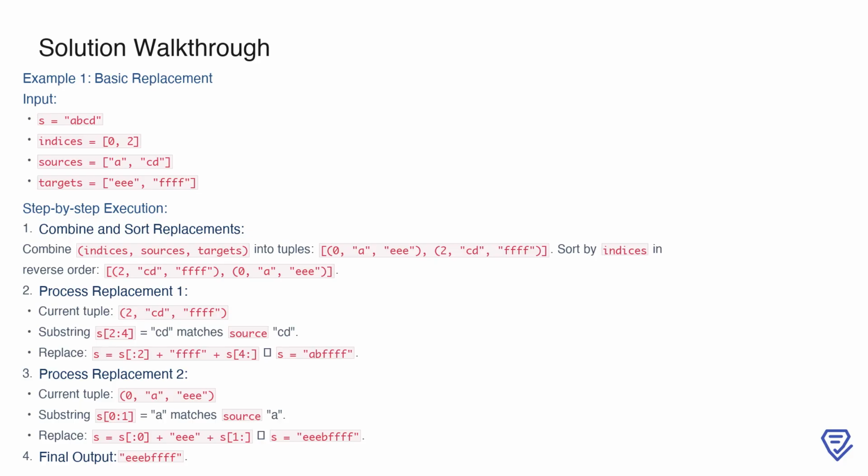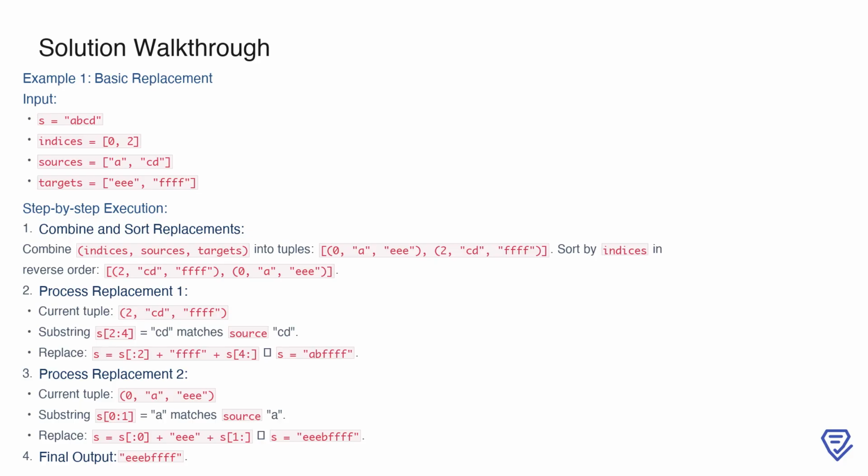To handle replacements efficiently, we sort these tuples by their indices in reverse order, resulting in (2, CD, FFFF), (0, A, E). This ensures that processing the replacements from the highest index first avoids issues with shifting indices. Now, we begin processing the first tuple, (2, CD, FFFF). The substring from index 2 to 4 matches the source CD. So, we replace it with the target FFFF, updating the string to ABFFFF. Next, we process the tuple (0, A, E).